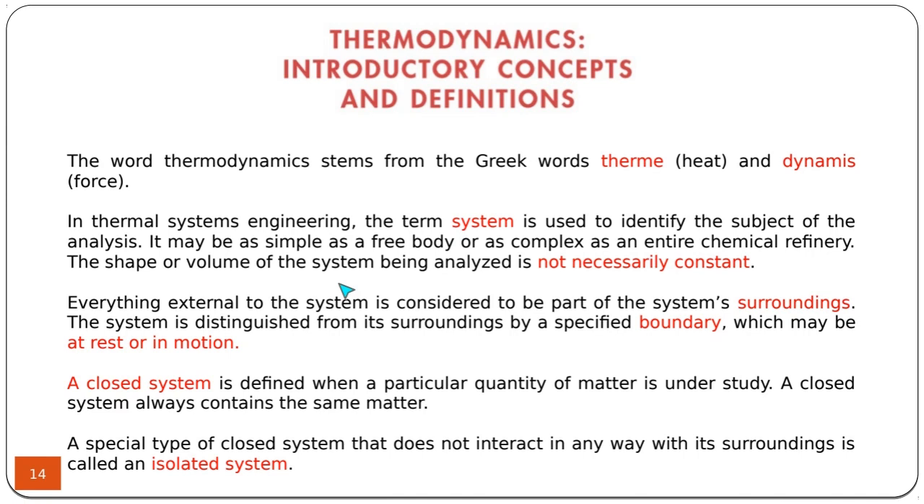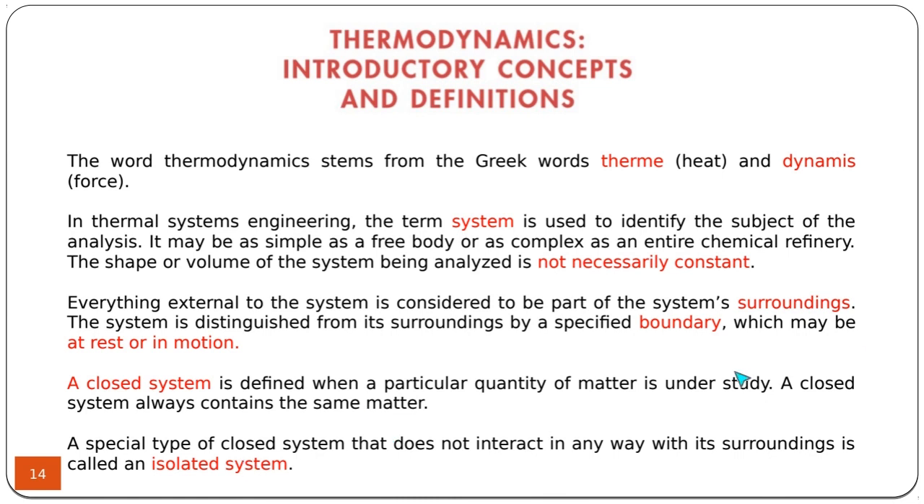Outside the system is called surroundings. So whatever is outside the system is called the surroundings. The system is separated from the surroundings by its boundary. So the boundary is what is found between the system and the surroundings. Closed system and open system, I will explain later.